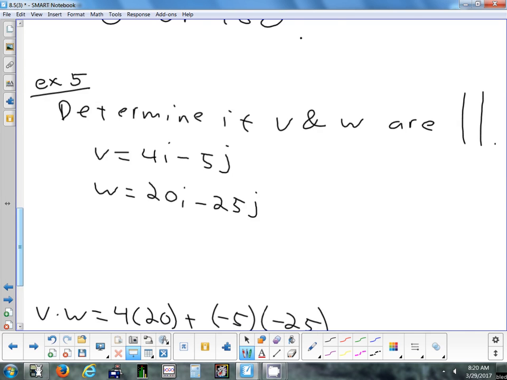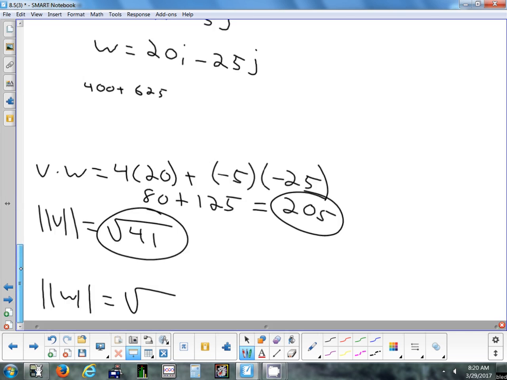Okay, what's 20 squared? So 400. And what's 25 squared? Okay, so 1,025. So I don't even need to plug in the whole formula. Just find the magnitude of V times the magnitude of W. That's the denominator. If it comes out to 205, they're parallel. If it doesn't, well, I already know they're not perpendicular, so they'd be neither. How do I already know they're not perpendicular? Yeah, the dot product is not 0.